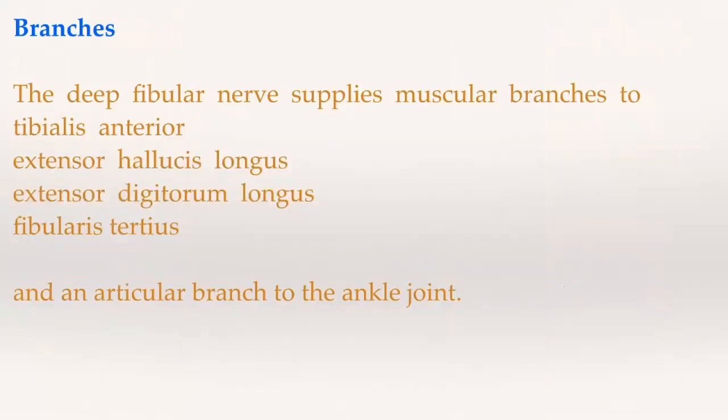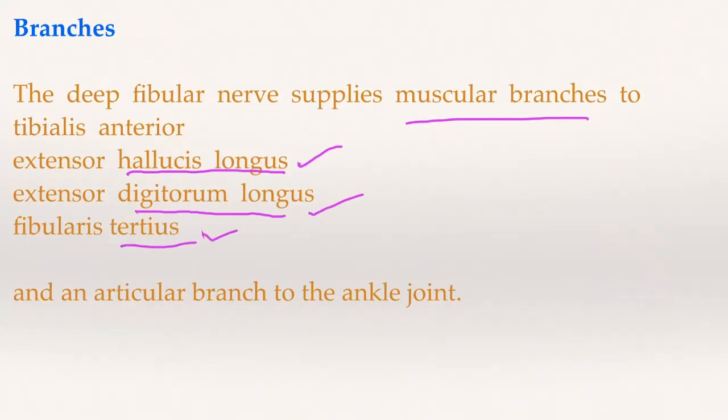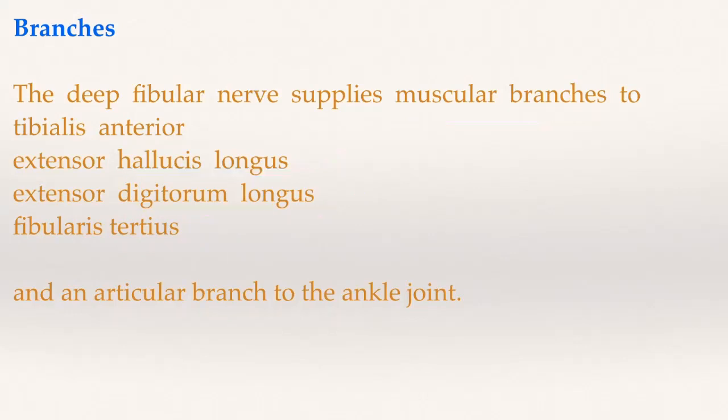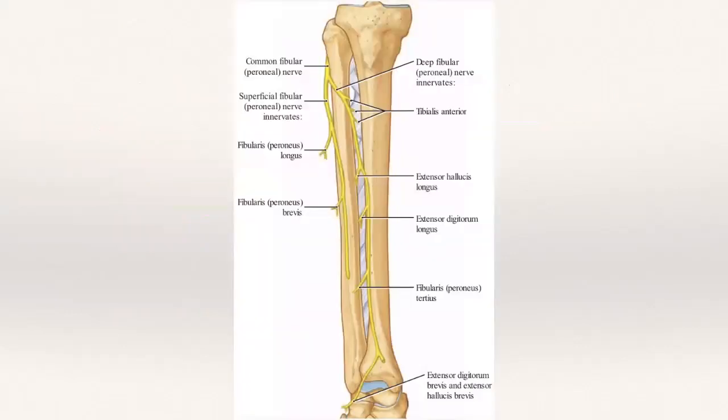So the nerve supplies muscular branches to extensor hallucis longus, extensor digitorum longus, fibularis tertius, and an articular branch to the ankle joint. Right. So you see, this is extensor hallucis longus, extensor digitorum longus, and fibularis tertius. So these are the branches. It's supplying the muscular branches, right? Deep fibular.